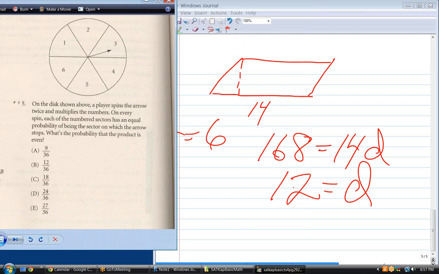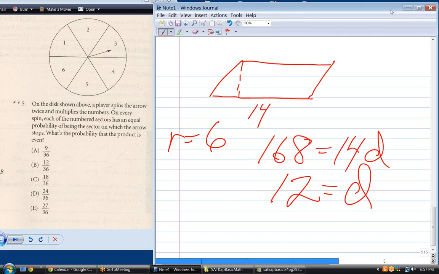Probability problem. We'll end on this one. This is a decent one. Player spins the arrow twice and multiplies the two numbers. What's the probability of the product being even? Oh man. This is a number theory question more than a probability question. Would it be 100? Well, let's do it step by step.